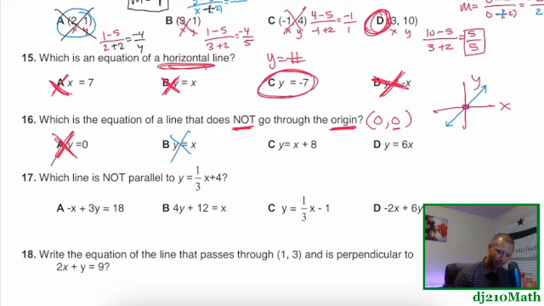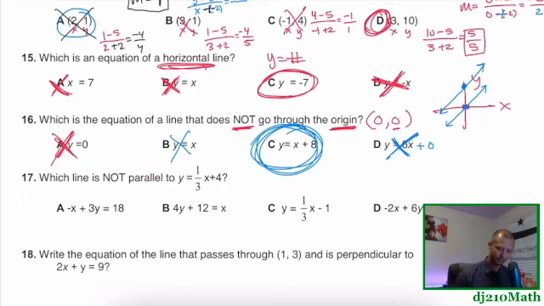Okay, y equals x plus 8. Here we have a y-intercept of positive 8 and a slope of up 1 over 1. So this one doesn't go through the origin. I like this one. And lastly, y equals 6x. The y-intercept is 0, so it goes through the origin for sure. So not this one. So C is our answer.